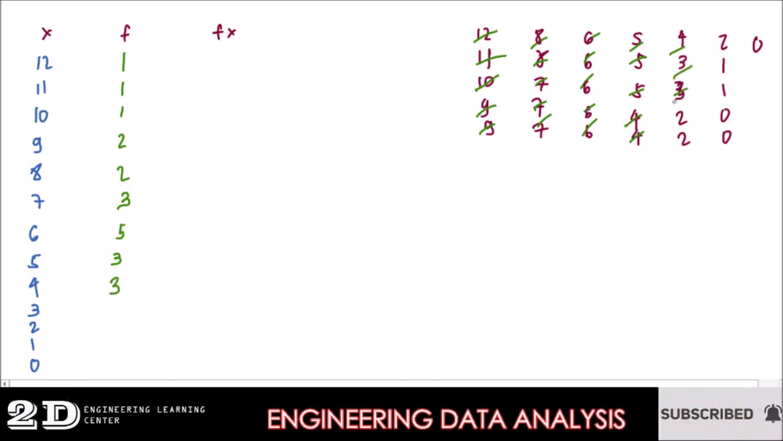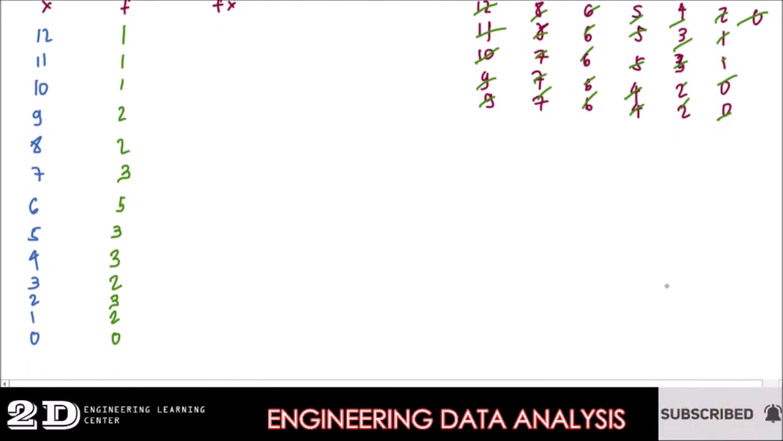Then 3, 1, 2, so 2, then 2s, 1, 2, 3, so 3, 2s, 1, 1, 2, so this is 2, and for 0, 1, 2, 3, so we have 0. Okay, now we will go to getting the sum. Okay, so the summation of the frequency is equal to 31, or we could have this one as our n is 31.